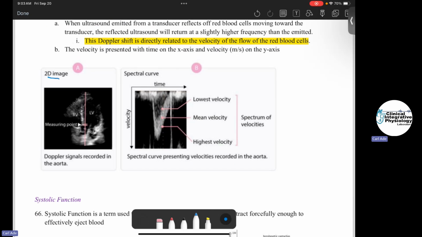So this is our 2D image of our left ventricle here. We can put our sample volume right here, our measuring point. This AO is the aortic valve. Flow of blood should be moving out from the left ventricle, out the outflow tract through the aorta. We put that measuring point there, and we can get what's often referred to as the spectral curve. This is the velocity of blood in the aorta. So this is the speed at which the red blood cells are moving out in a single contraction.